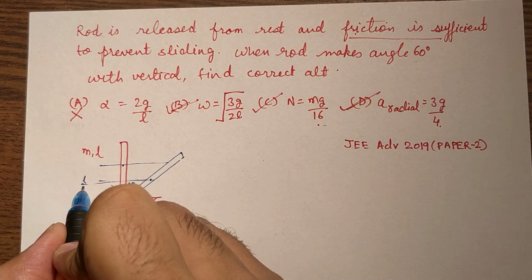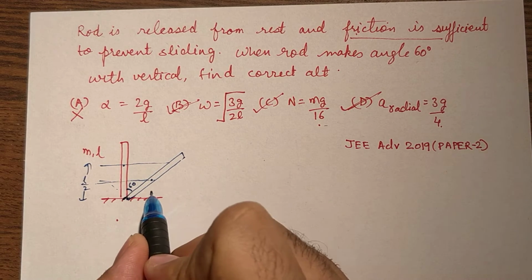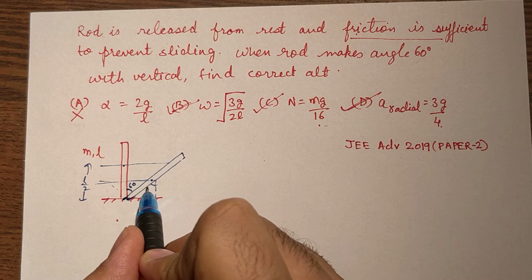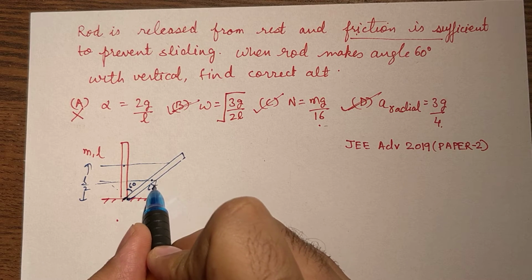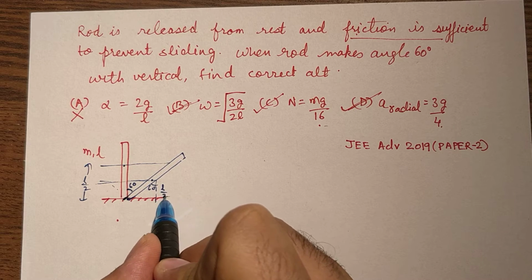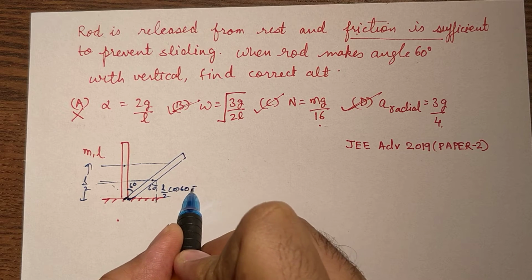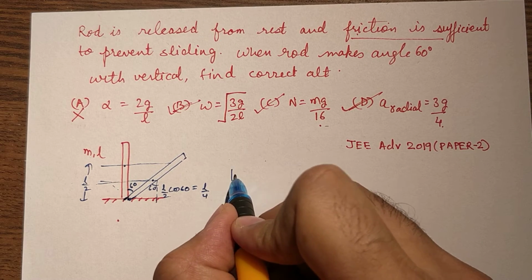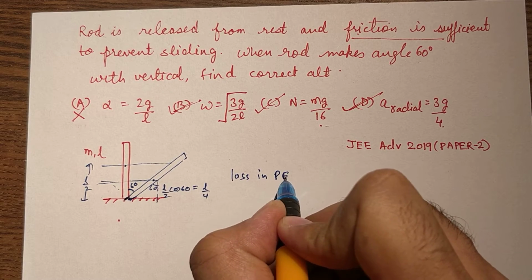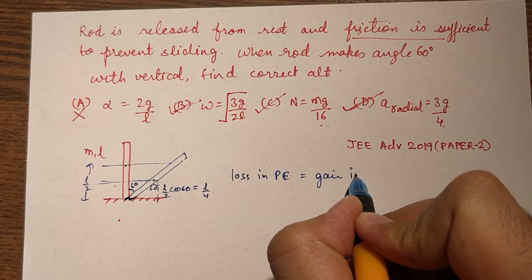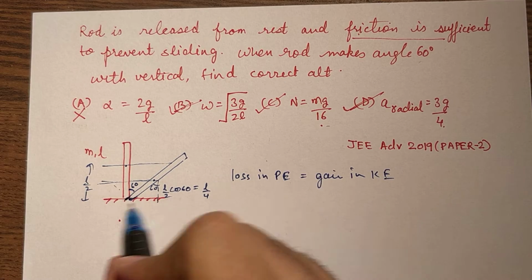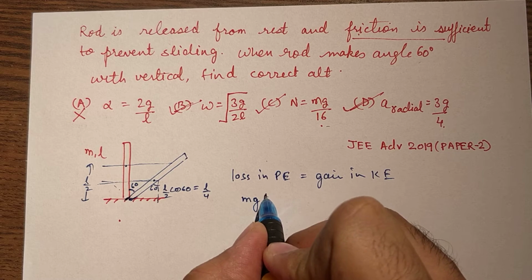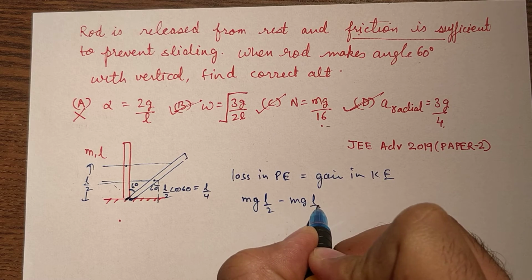Initially the center of mass is at a distance L by 2. And finally you can see that if this angle is theta, this angle will also be theta, that is 60 here. So this is L by 2 and this distance will be L by 2 cos 60. Cos 60 is half, so this will be L by 4. So firstly I can say that loss in potential energy is equal to gain in kinetic energy. Loss in potential energy will be initial minus final, so initial is mg L by 2 minus mg L by 4.